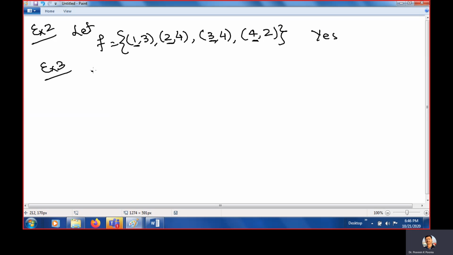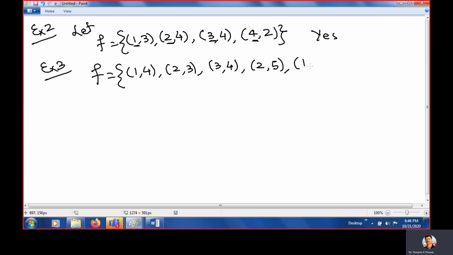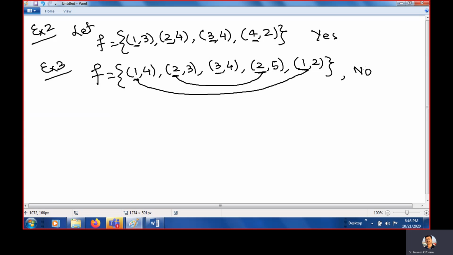Example number 3. F equals to (1, 4), (2, 3), (3, 4), (2, 5), (1, 2). Is this a function? Let us check. 1, 2, 3, 2, 1. Oh my God, this 2 is repeated, and also 1 is repeated. Here by chance 2; otherwise, if 1 is the same, then it is not a function. Is this a function? No, this is not a function. Clear? So all first components must be different.